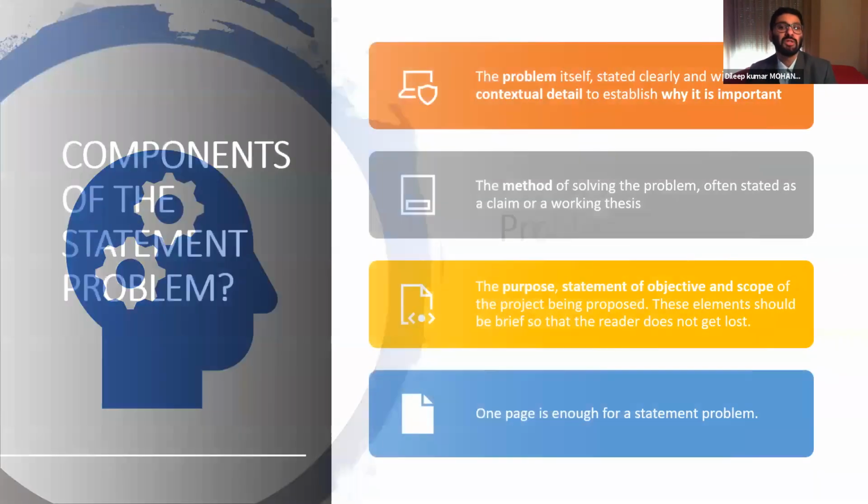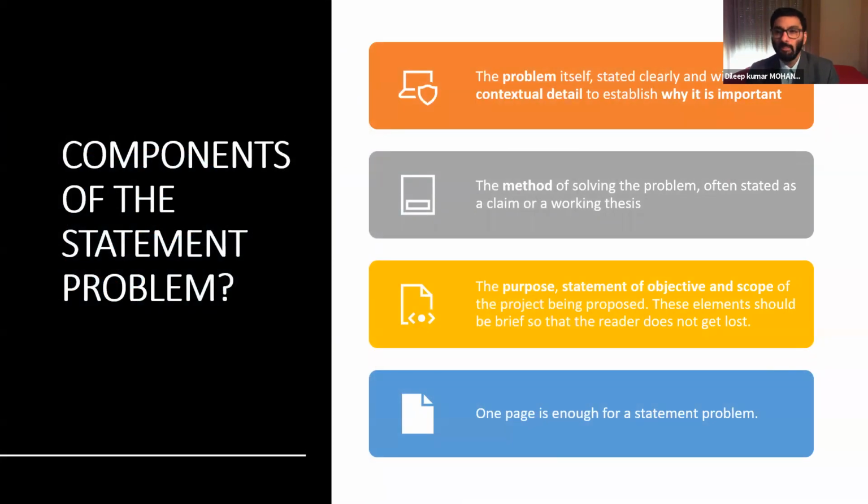So what is the problem statement basically? The problem statement is basically stated clearly and with enough contextual detail to establish why it is important, and the method of solving the problem, often stated as a claim or a working thesis. You need to do it contemporarily. That knowledge is very important.